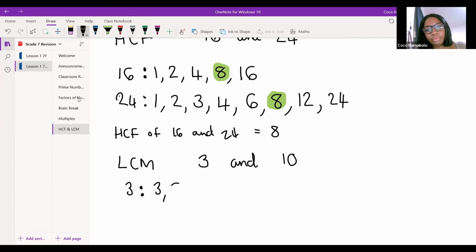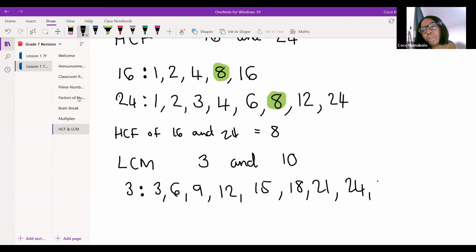6, 9. Good. 12, 15. Keep going. 18, 21. Keep going. 24, 27, 30. Just for good measure, we're going to go 33 and 36 as well. Excellent. Well done. That's it. Thank you. Well done.